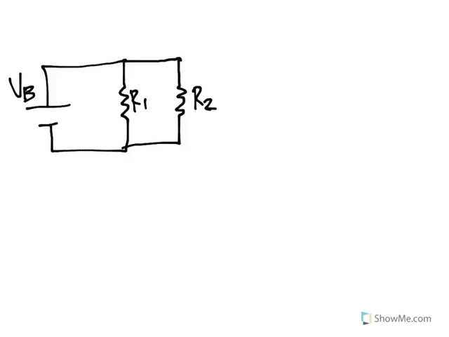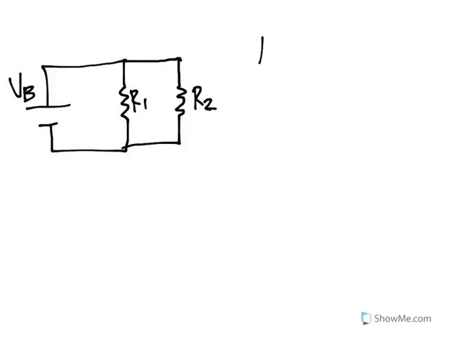So I've already taken a look and overview at series circuits, so now let's go into parallel circuits and see how they're different. So if I have this simple parallel circuit with a potential of my battery, VB, and two resistors in parallel, R1 and R2. First, I want to find my total current.